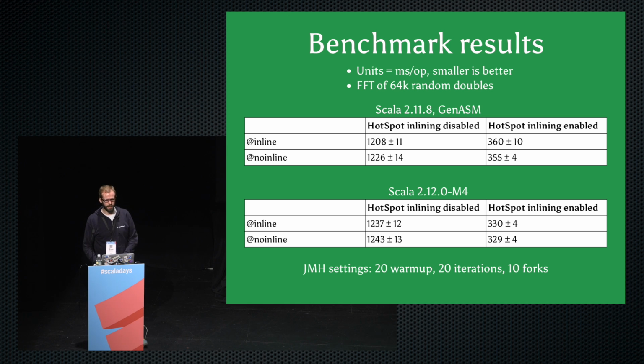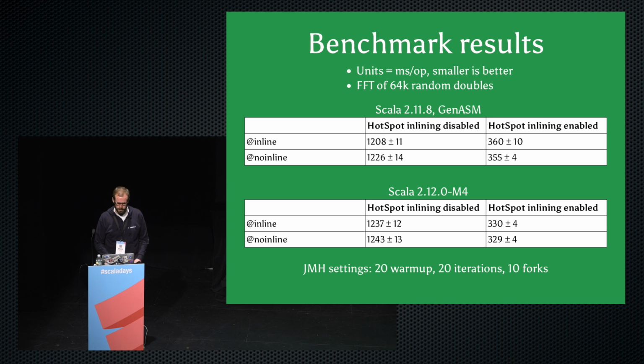And then the right-hand side is normal operation, where you don't pass any weird JVM arguments, you're just running Java normally. And you can see that disabling inlining makes the code 3 or 4 times slower. So obviously, hotspot is doing quite a good job.